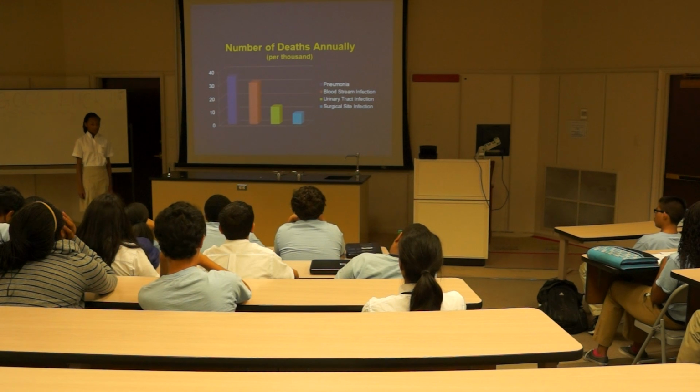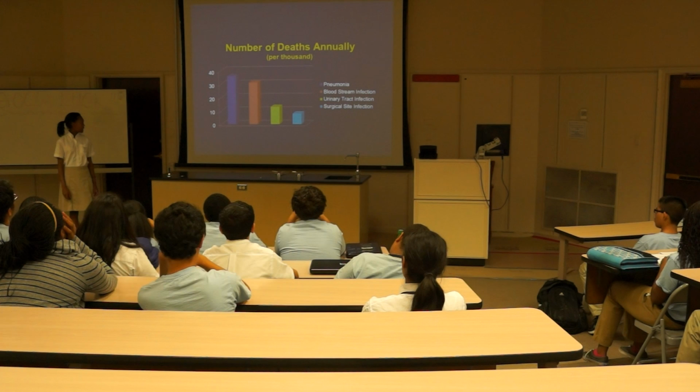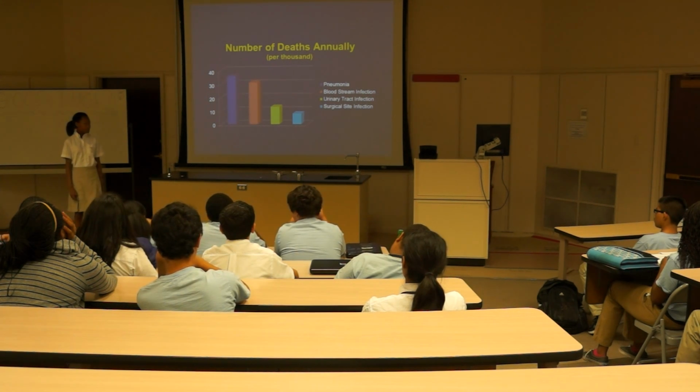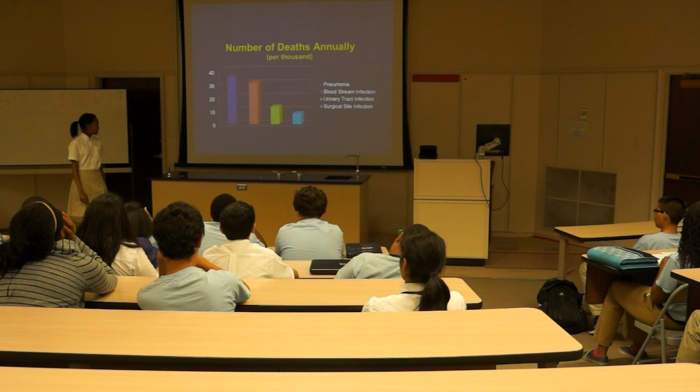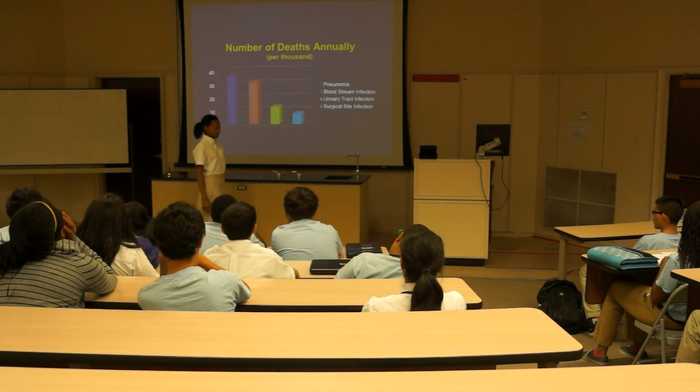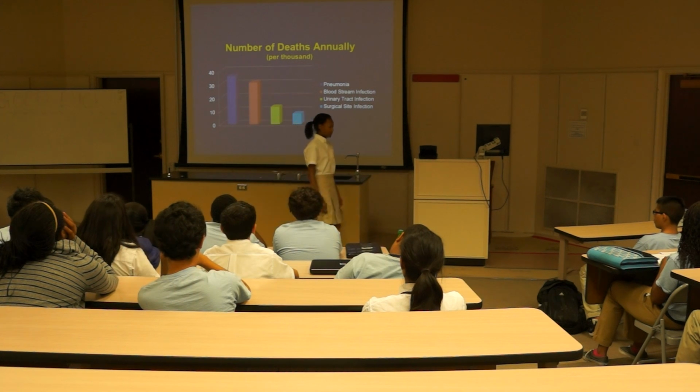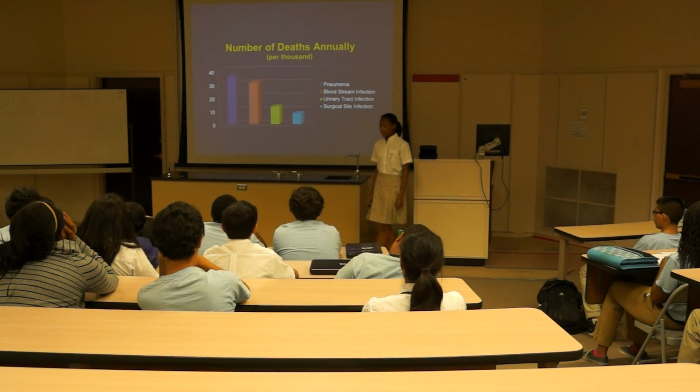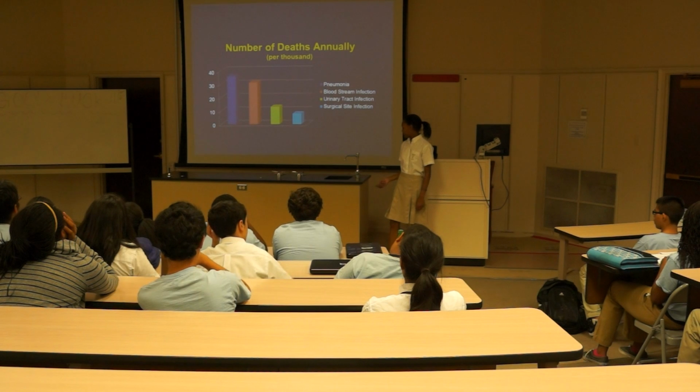Pneumonia causes the most deaths, a little over 30,000 each year. Bloodstream infections cause a little under 30,000 per year. Urinary tract infections cause a little over 10,000 deaths per year. And surgical site infections cause about 8,000 deaths per year, which is a lot less compared to the 1800s when they were very, very frequent.